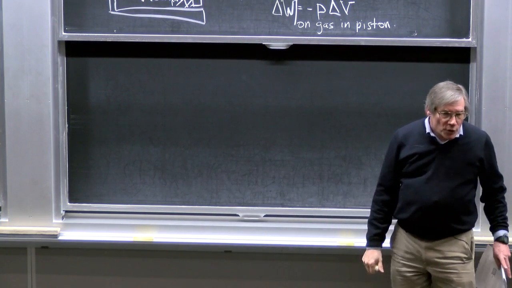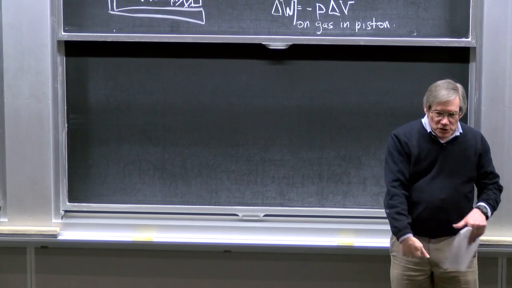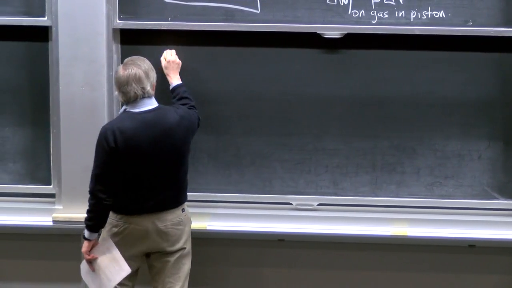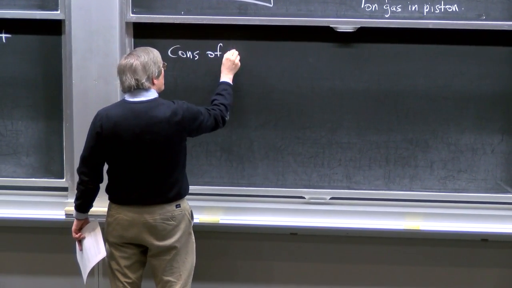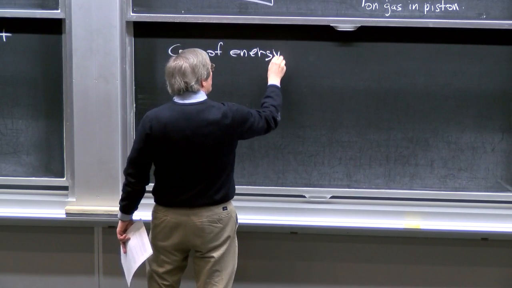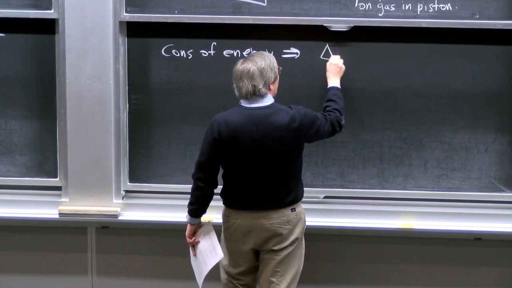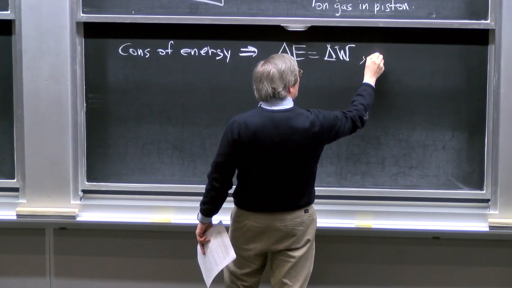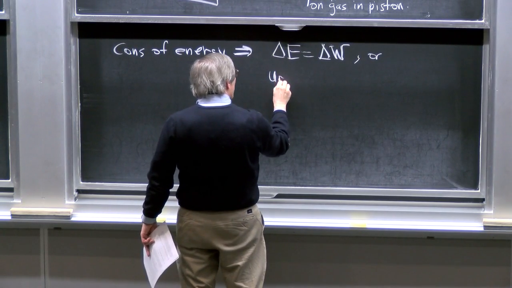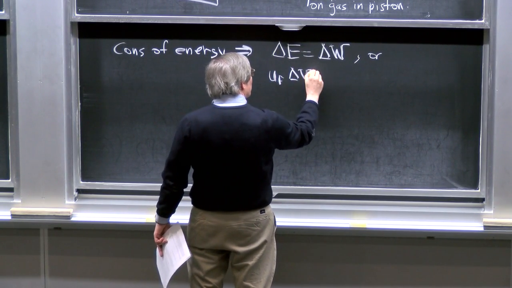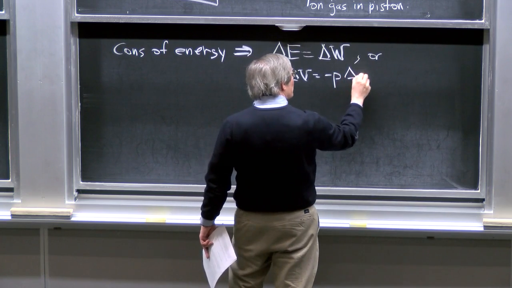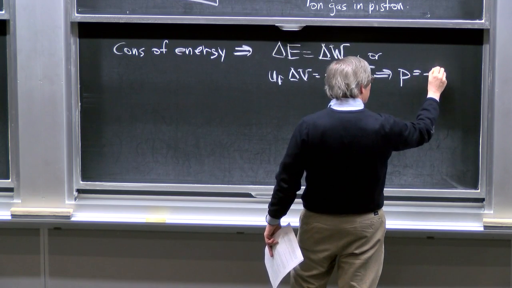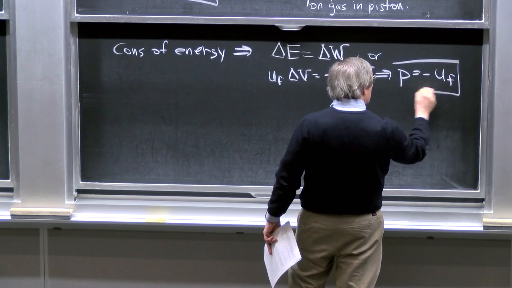So if energy is conserved, the work done on the gas has to be equal to the change in energy of the gas. And the change in energy of the gas is that. So conservation of energy implies that delta E equals delta W, or U sub F times delta V equals minus P times delta V, which of course implies that P is equal to minus U sub F, as we said before.